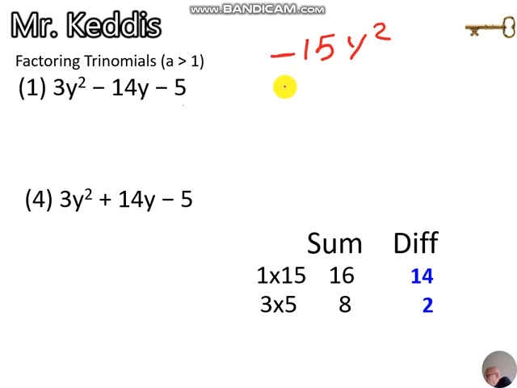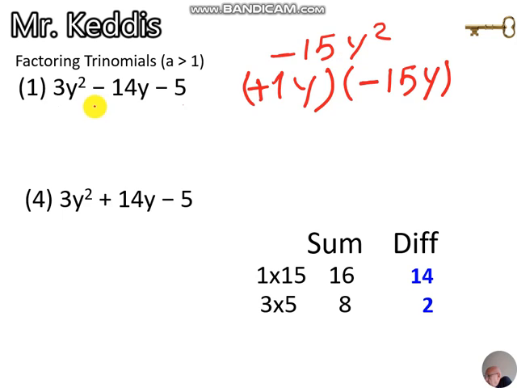I'm going to use 1 times 15, means 1y times 15y. The two signs must be different to get positive times negative. Which one is positive, which one is negative? Because this is negative 14, the higher one becomes negative. And this is positive. Positive 1y times negative 15y, I get negative 15y squared. And also I'm going to replace the negative 14y here with y or 1y minus 15y.